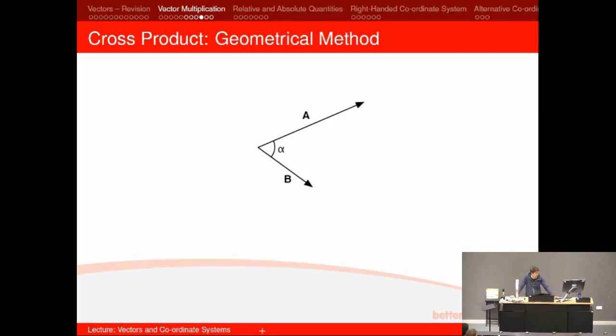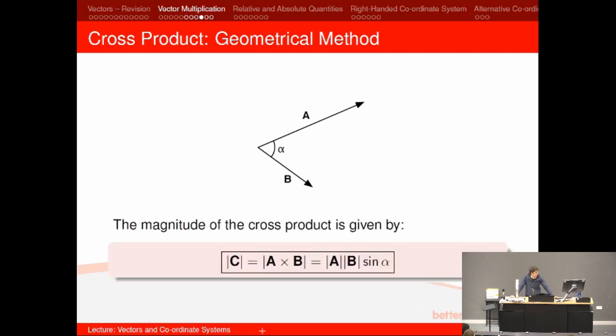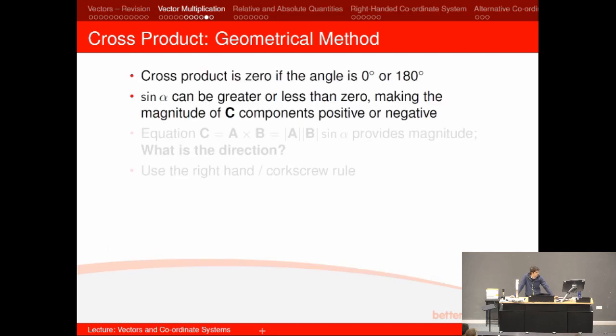The geometrical method is the second method. Again, for A and B, you can write it down or sketch it with an angle between the two. And the magnitude of the cross product, again, is given by that equation there. So the magnitude of A multiplied by the magnitude of B multiplied by sin alpha. That is the geometrical method of calculating the magnitude of C. The cross product is 0 if the angle is 0 or 180.